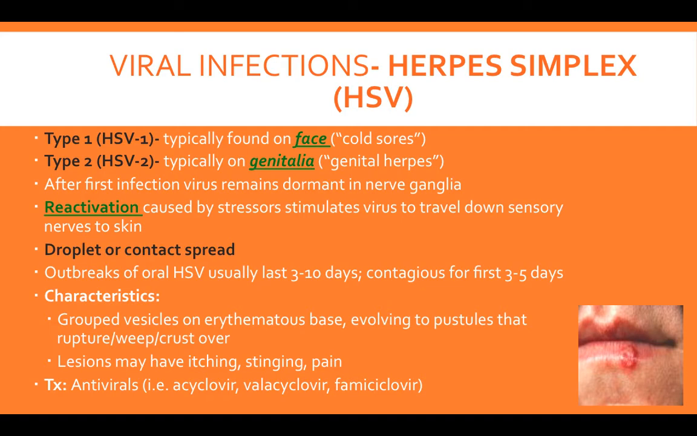And the virus travels down those sensory nerves to your skin. It can be droplet or contact spread. Outbreaks usually last about 3 to 10 days. You're contagious for the first 3 to 5 days. What does it look like? As you can see in this picture here, they're grouped vesicles with the reddened base that can become pustules that can weep and crust over. They can itch, they can sting, they might be painful. So because it's caused by the herpes simplex virus, we treat it with antivirals such as acyclovir, valacyclovir, and famciclovir.